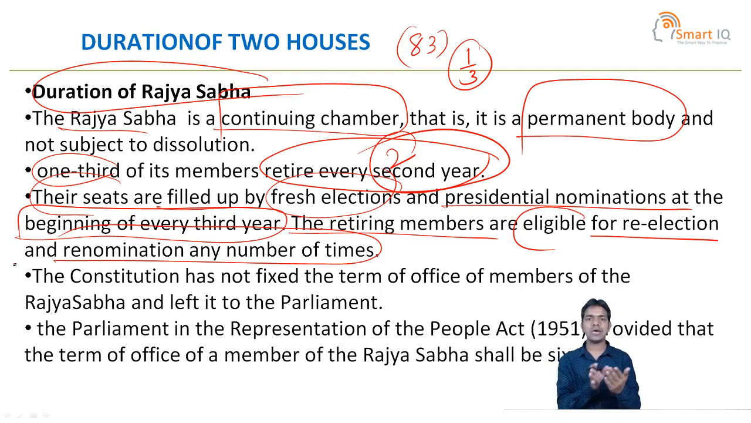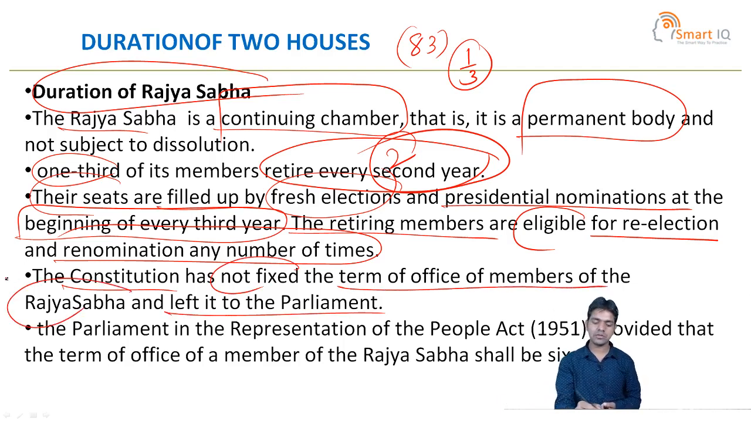Okay, there is no restriction for the particular time, and the Constitution has not fixed the term of office of the members of the Rajya Sabha; it is left to the Parliament. Very important. This point is asked in so many examinations: what is the duration of the member of the Rajya Sabha?